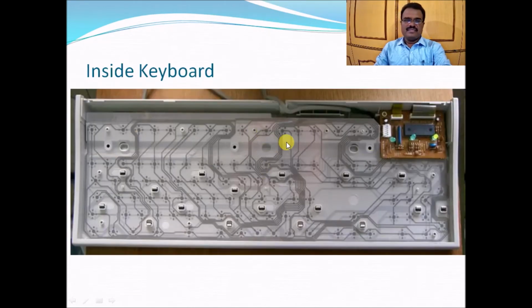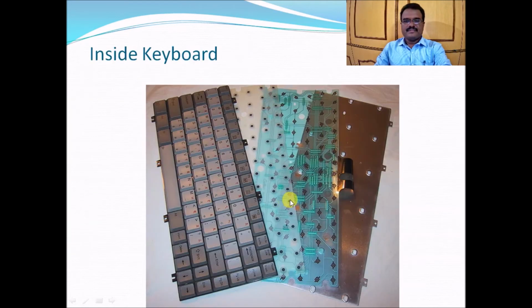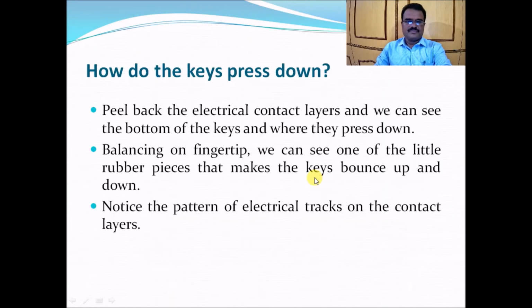Here we can see inside the computer keyboard. This is the processor or processor circuits. This is the keyboard matrix. These are all electric circuits. Here also we can see inside the keyboard. This is the top, and between there are plastic layers.